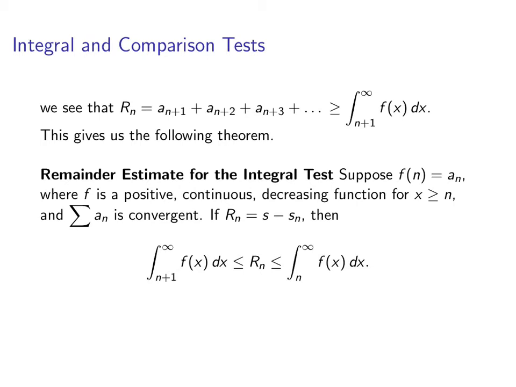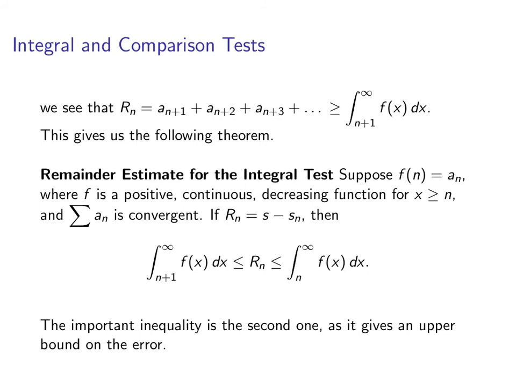And what we've proven now in the preceding two pictures is that the remainder is sandwiched in between the integral from n plus 1 to infinity of f of x dx and the integral from n to infinity of f of x dx. Now, as it turns out, it's the second inequality that's going to be the important one, as it's going to give us an upper bound on the error. That upper bound will be used in later calculations. Okay, that's all for now.